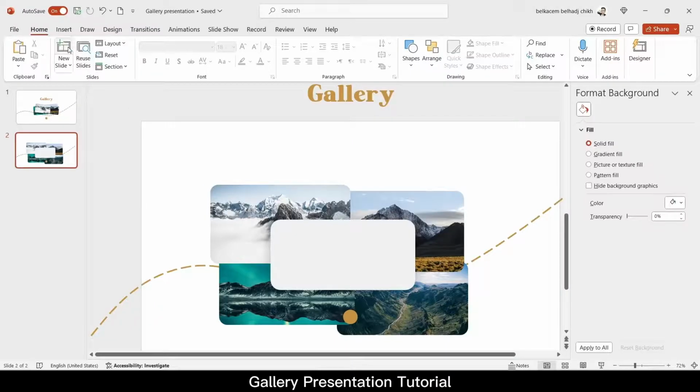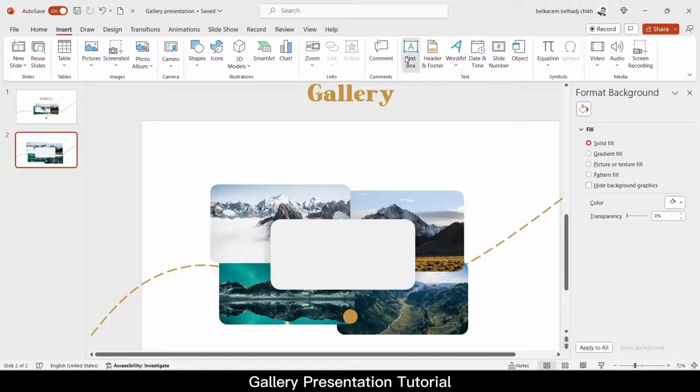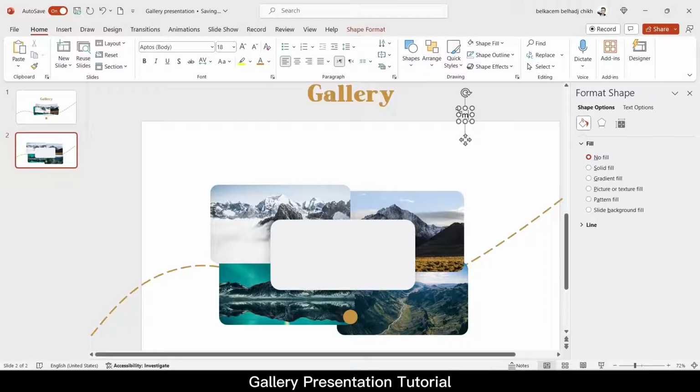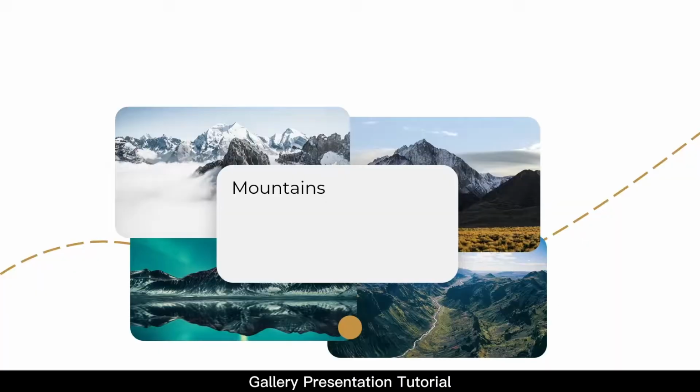Perfect. Now I'm gonna add a title to that rectangle. Let's call it Mountains. Then change its font type and its size like usual. I'll try to add Montserrat font. Nice.